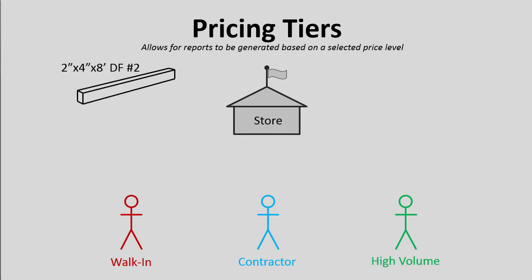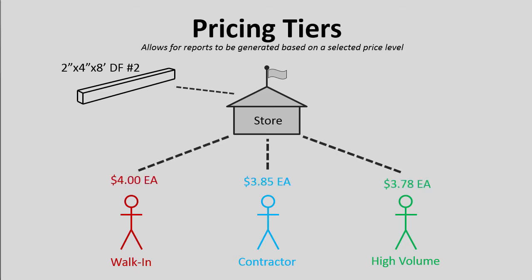So for example, the 2 by 4 by 8 foot Doug fir number 2, the walk-in customer will get that product for example, $4. The contractor gets a lesser price because of his relationship with you, and the high volume customer has even a lesser price. Those are different tiers, as we call them in the PrebuiltML software, different tiers of pricing that you might have, a walk-in price, a contractor price, or a high volume price.